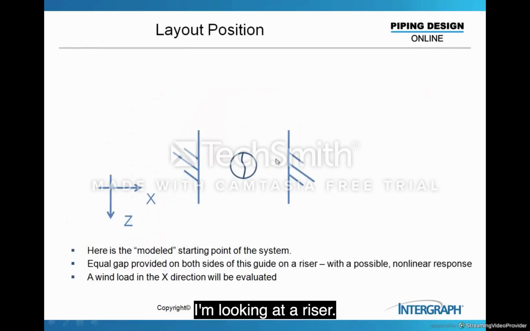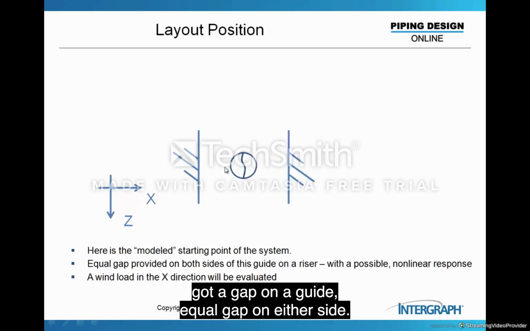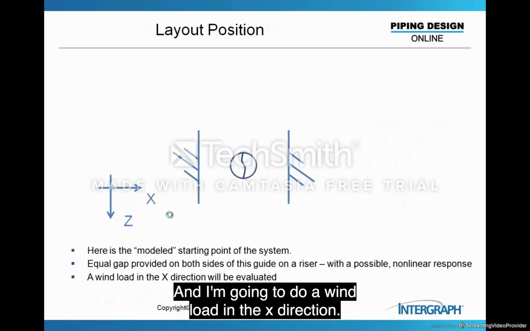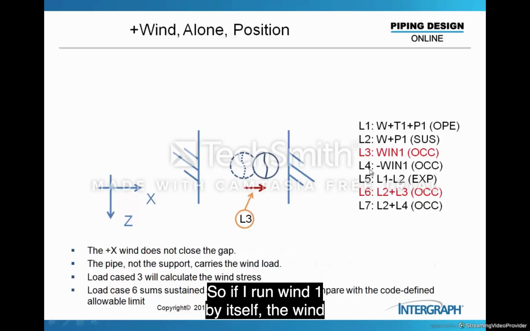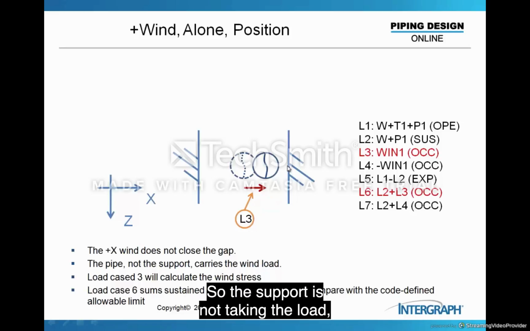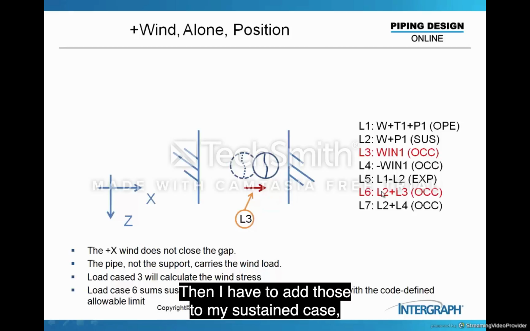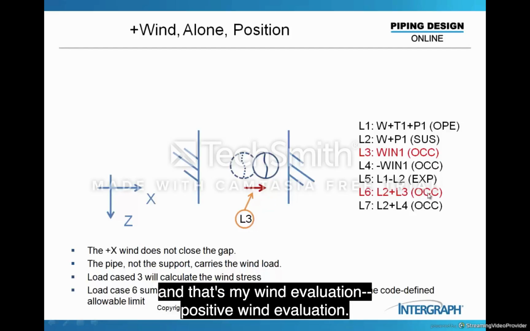Here's an example. I'm looking at a riser. Let's say I'm up a long riser line here, horizontal direction. I've got a gap on a guide, equal gap on either side. And I'm going to do a wind load in the x direction. So if I run wind 1 by itself, the wind magnitude is not large enough to close the gap. So the support is not taking the load, but the pipe is taking the load. I could say, well, maybe that's my wind load, then I have to add those to my sustained case, and that's my wind evaluation, positive wind evaluation.